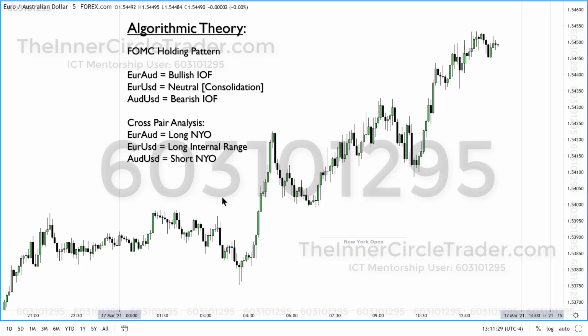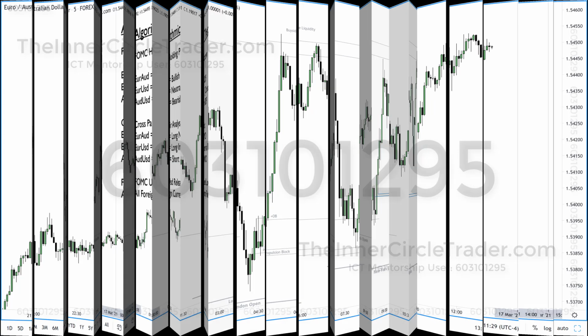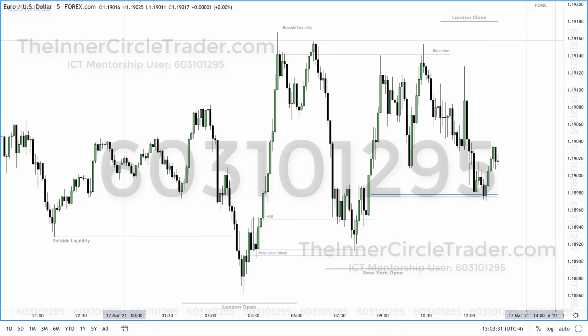So you can sell short Aussie dollar. You can go long euro dollar, but just know that you have to be using internal range liquidity for your targets because we're being held for what? FOMC. This is all going to change at 2 o'clock when the news releases. FOMC, the dollar is released, goes lower. All foreign currencies rise. That is algorithmic theory and how you use cross-pair analysis. Now let's look at this in relationship to the euro and Aussie dollar. Here's the 5-minute chart with euro dollar.